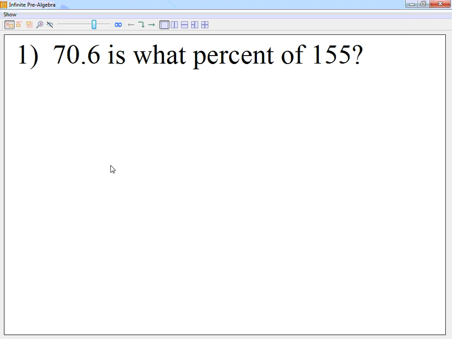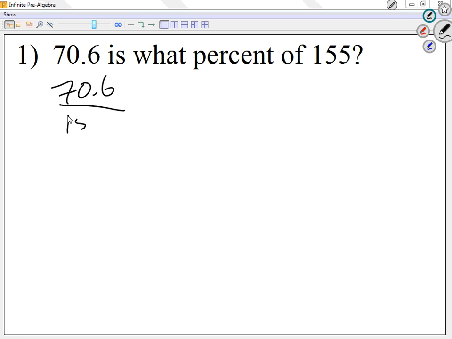The way we're gonna do this, I have 70.6 is what percent of 155? Alright, so 70.6 is what percent of 155? What I'm going to do, I called you, my bad, John. Once again, the way we do this, I'm going to go 70.6 divided by 155.